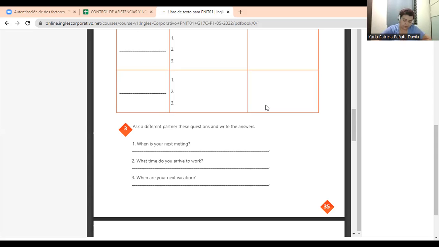Empiezo yo. Okay. Amilcar's next meeting is on June 10th. Amilcar arrives to work at 6:30. And Amilcar's next vacation in January 2023. All right, Carla, very good use of the possessives. Very good. Amilcar, please.